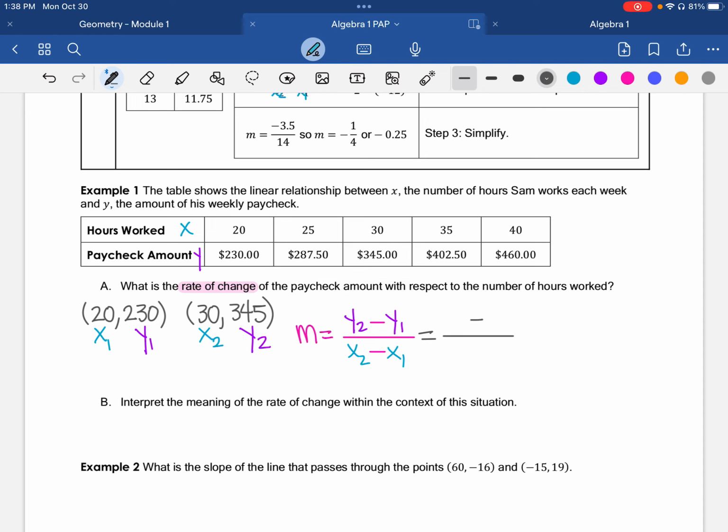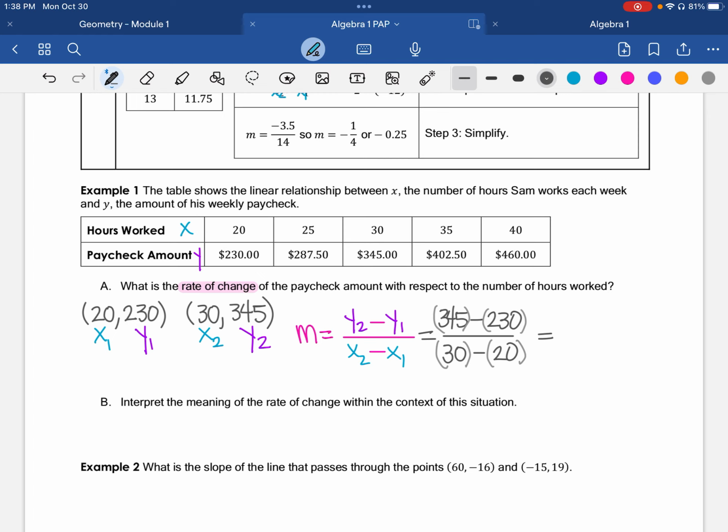I know the two numbers with the purple underneath them need to be in my top subtraction. I need to put y2 first, 345, and I need to put y sub 1 second, 230. If I'd like, since I am substituting, I can go ahead and put them in parentheses. On the bottom, I'm going to subtract the x's in the same order that I did on the top. If I subtract in a different order, then I'm going to end up with a different answer.